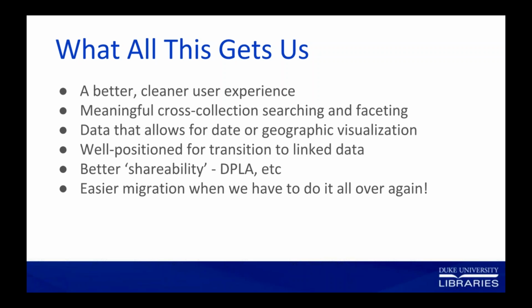We have data that allows us to develop date and geographic visualization features that we're really excited about. I think that'll be a fun thing for us to do, and we're better positioned for a transition to linked data. So having normalized values that come from defined vocabularies means that when we do decide to reconcile our data against the linked open data sets and store URIs instead, we're much more likely to be coming up with substantial real matches. And of course our metadata is much more shareable now, as I mentioned before, both for sharing with the DPLA as well as any other aggregators that come along.